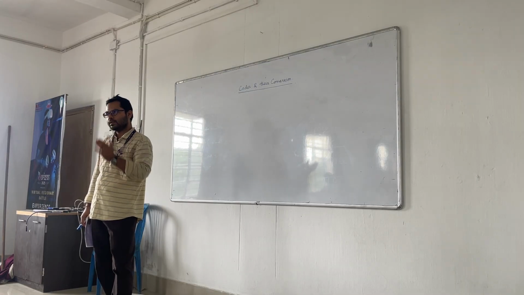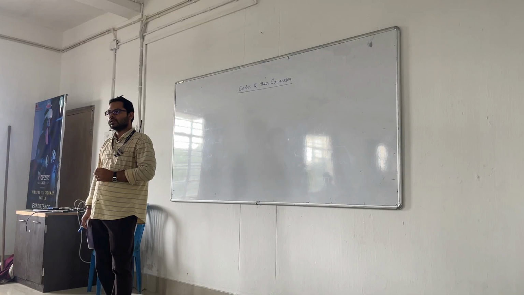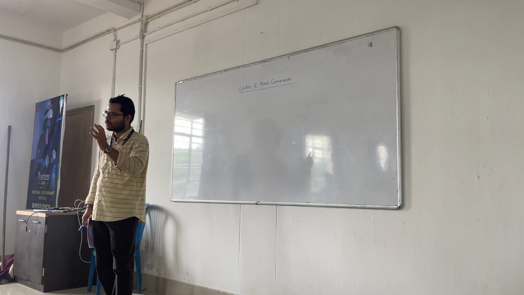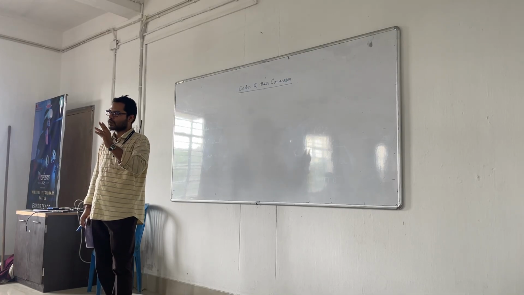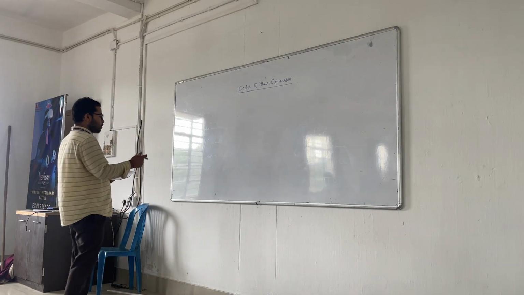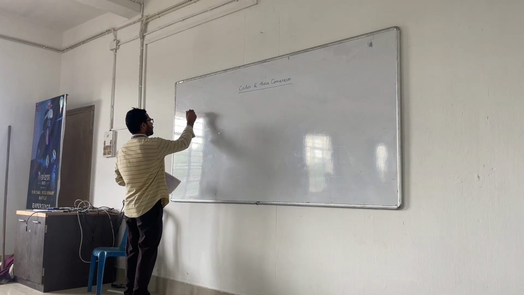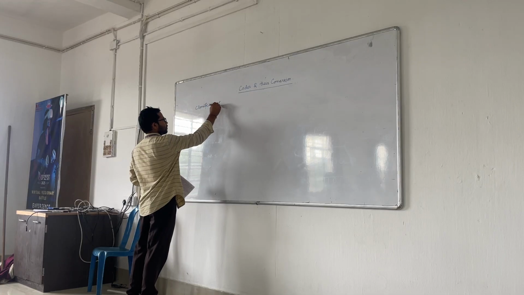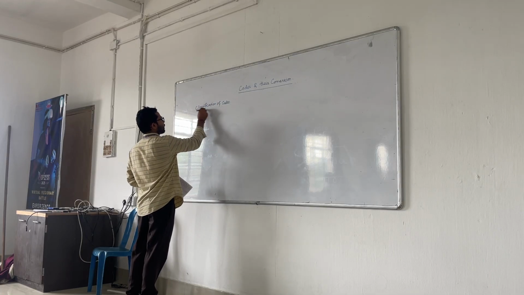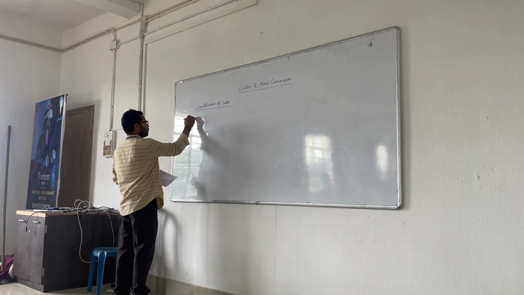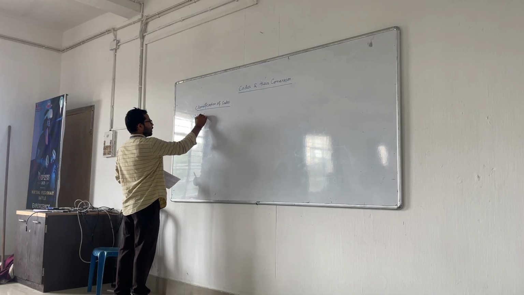So you can find different classifications of codes under which you can find some specific codes, for example XS3 code, gray code, BCD code. They all have special purpose. So generally, classification of code: number 1, weighted codes.